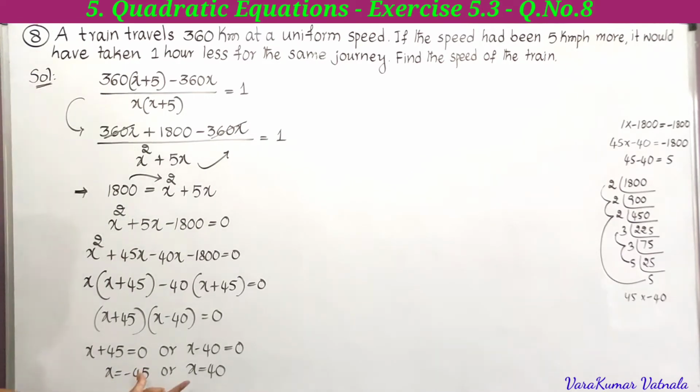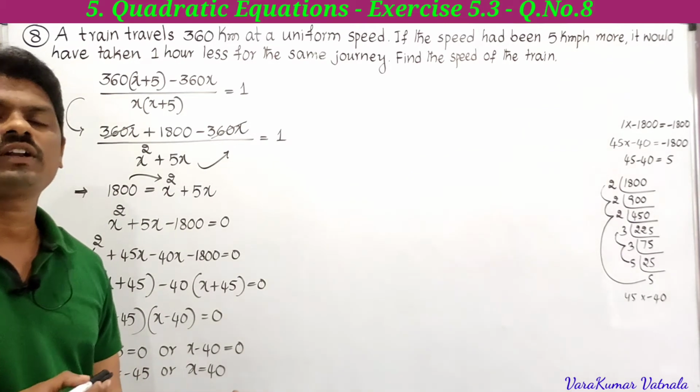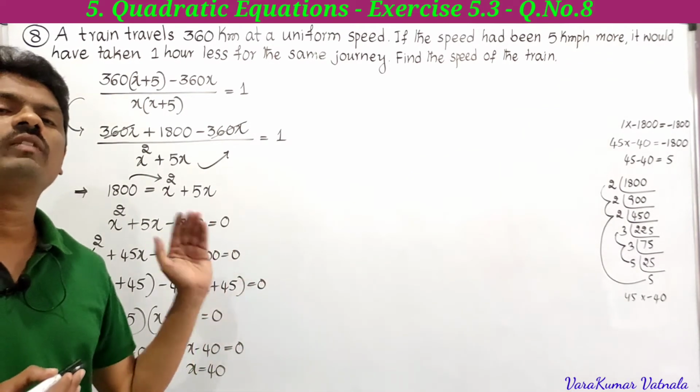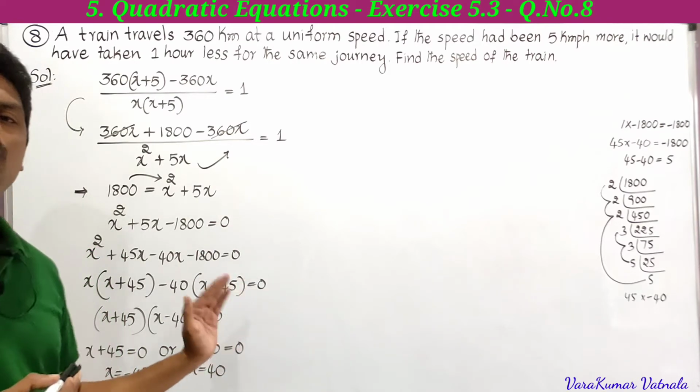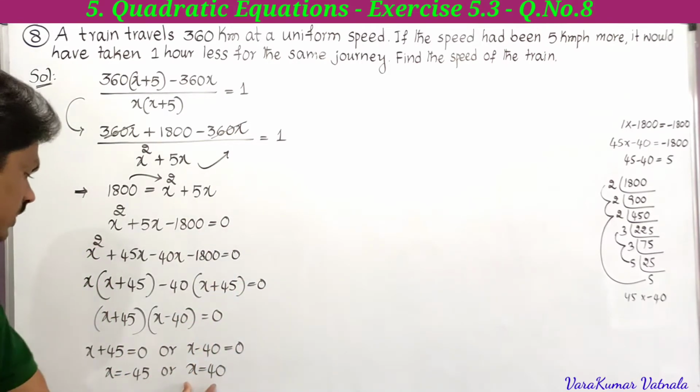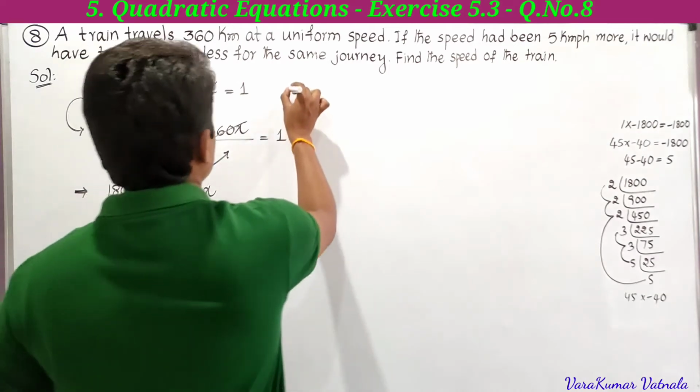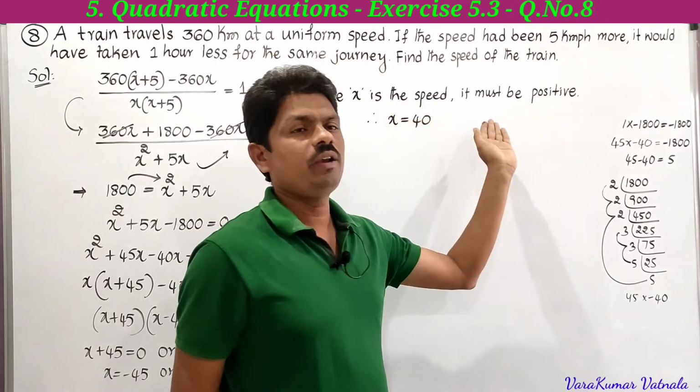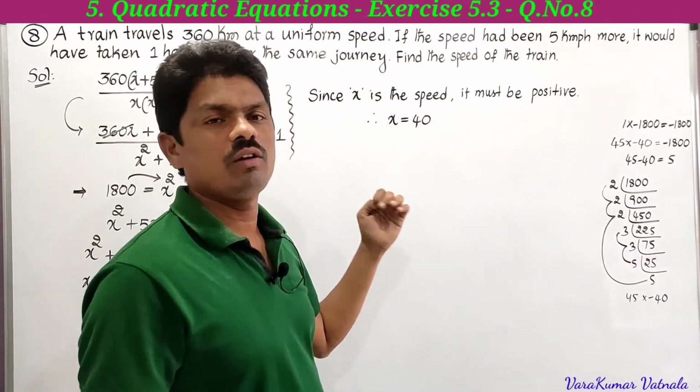So what is x actually? X is the speed of the train. So speed of the train is always positive. It must be positive always. Therefore we have to take x equal to 40 only. Since x is the speed, it must be positive always.